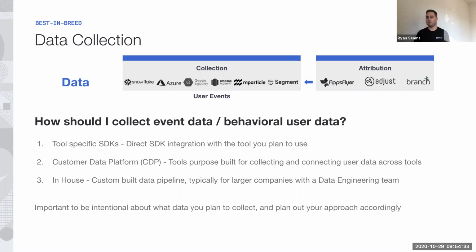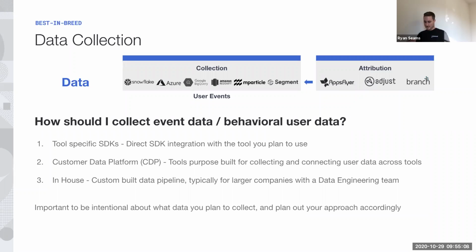And so when we look at ways that we could collect that type of data, the first way that you might do this, and this happens very often when you're first getting started, is using an SDK that's specific to the tool that you're using. And so tools like Mixpanel, AppsFlyer, for example, on this screen, Segment, all of these different tools have their own SDKs that allow you to integrate directly with an individual tool and start sending that behavioral data.